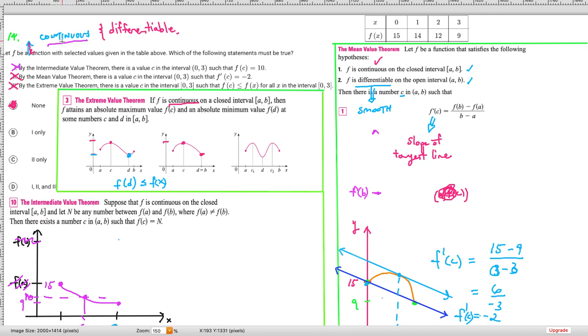If I knew it were just continuous, then 1 and 3 would be true. And if I know it's continuous and differentiable, all 3 are true. If I know nothing about f, I cannot guarantee any of them being true. That's why the correct choice was none, because it did not tell me anything about f being continuous or differentiable.